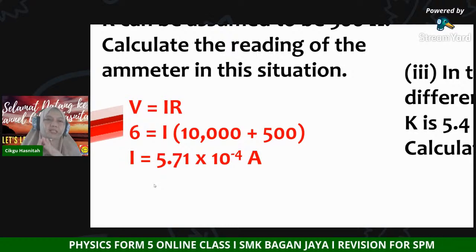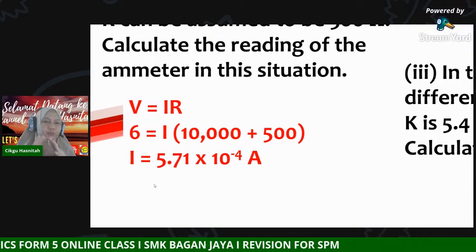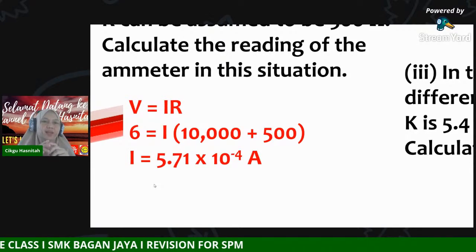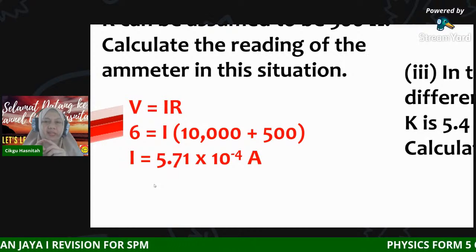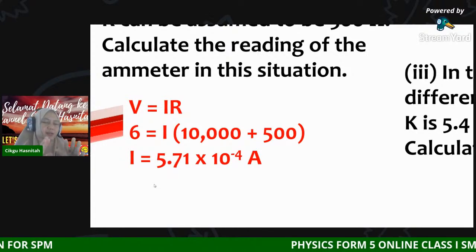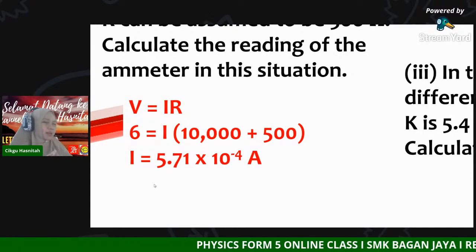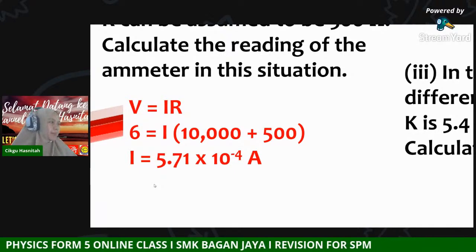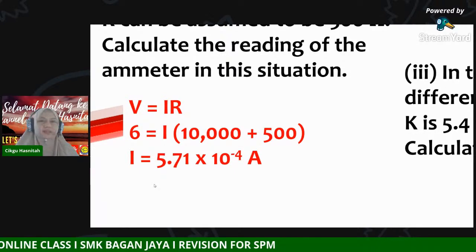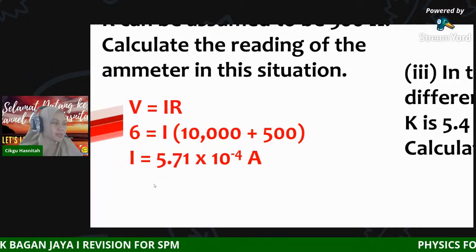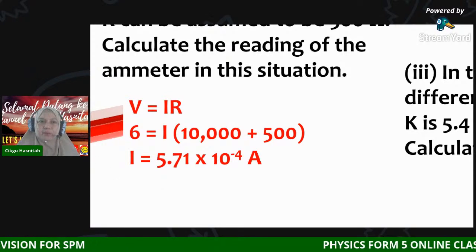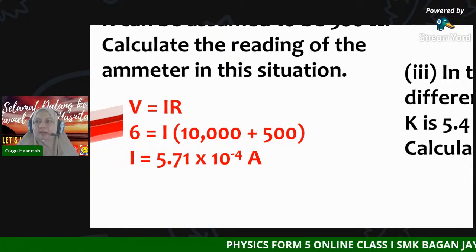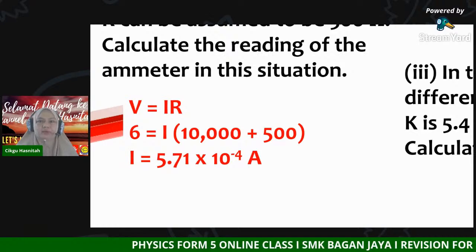And again, class, please don't forget to write the unit as well. We are calculating for the ammeter reading, meaning current, so the answer must be in the unit of ampere. So is this answer correct? Can you please check for me? 5.71 times 10 negative 4.